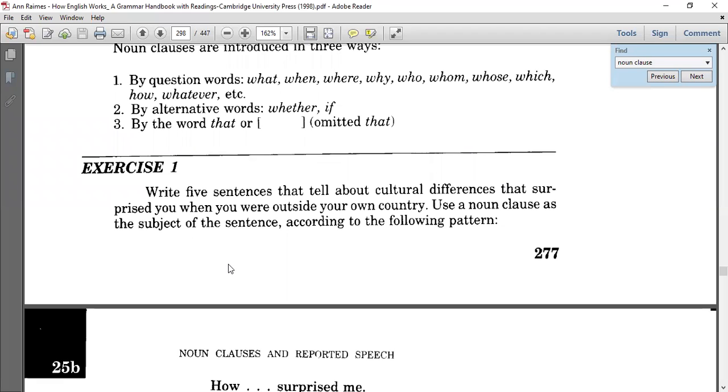Write 5 sentences that tell about cultural differences that surprised you when you were outside your own country. Use a noun clause as the subject of the sentence according to the following pattern.